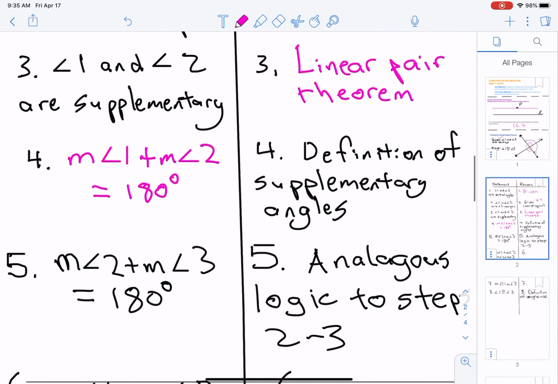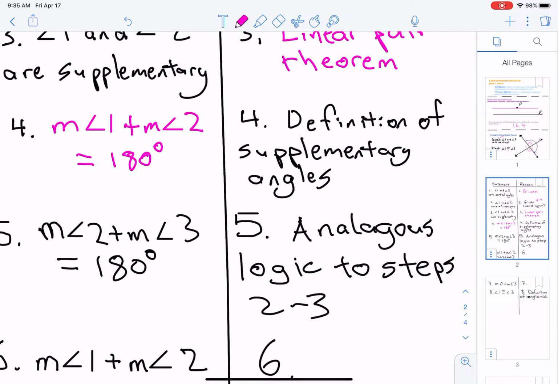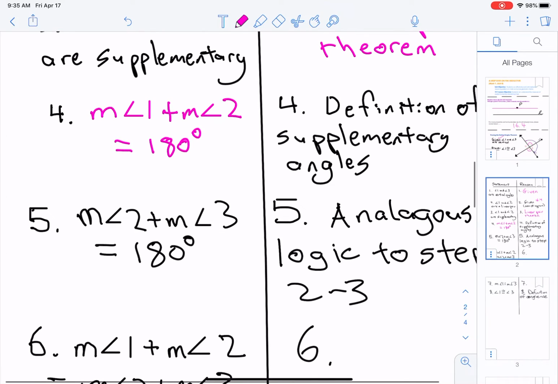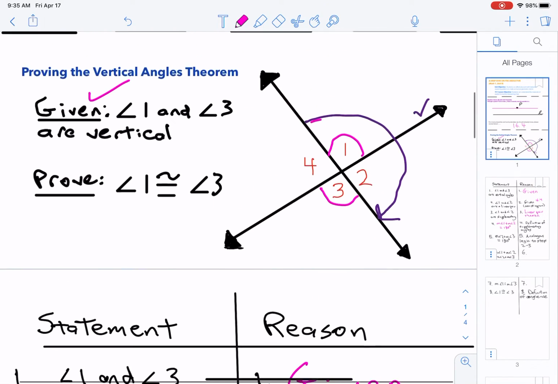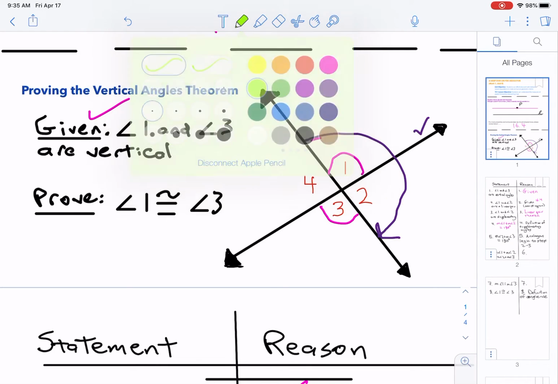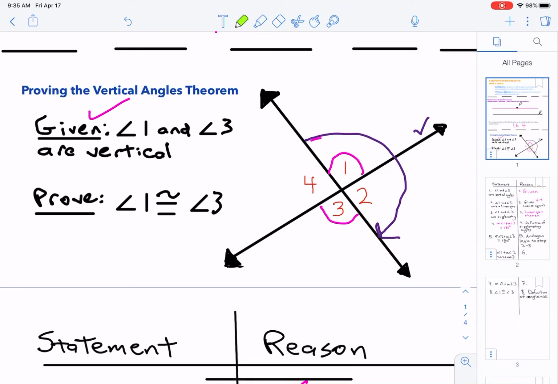Some teachers wouldn't allow you to do this, but I'm just going to say for step 5, by a logic analogous to steps 2 through 3, we can say that the measure of angle 2 plus the measure of angle 3 also add up to 180. So I'll do a whole different color there, maybe green. So 2 and 3 together also make a straight line. That's pretty interesting. And they add up to 180.